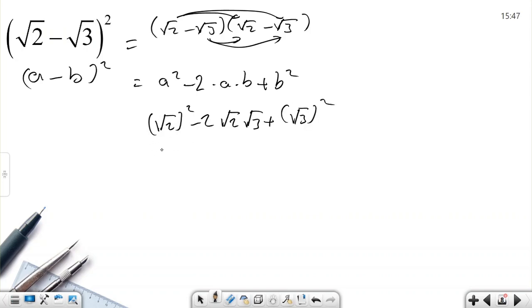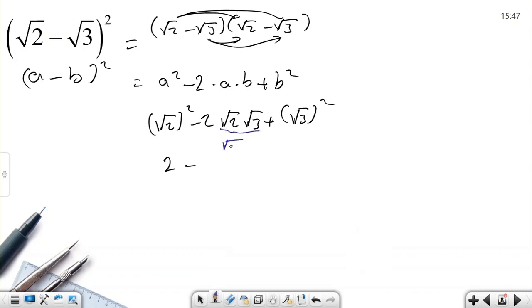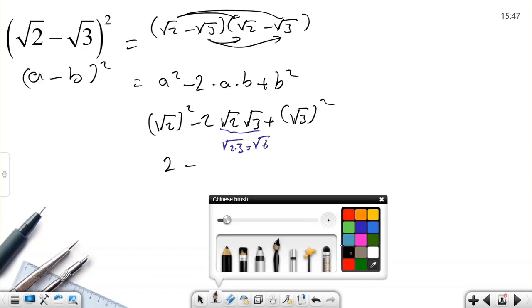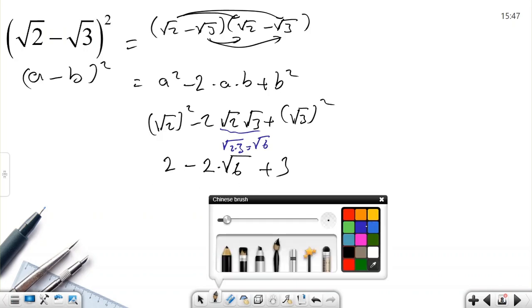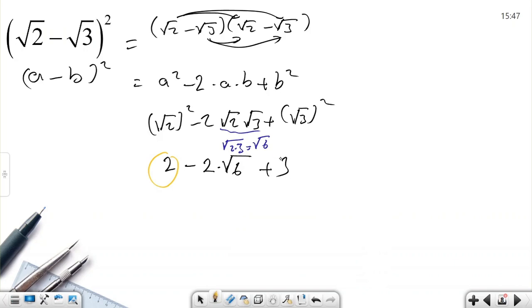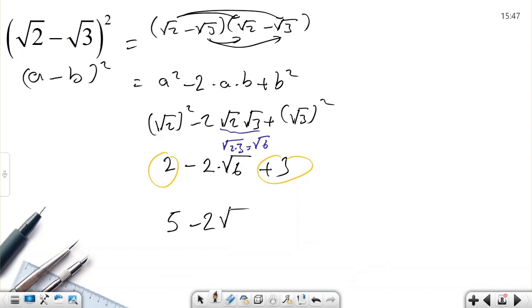So the square of square root of 2 is 2, minus 2 times square root of 2 times square root of 3. Together we can combine 2 times 3 inside the square root, which is square root of 6. So I can write 2 multiplied by square root of 6, plus square root of 3 squared, which is 3. I have 2 plus 3. As you see, there's a positive 2 and a positive 3. Together they will be positive 5. 5 minus 2 square root of 6. That's the last step.